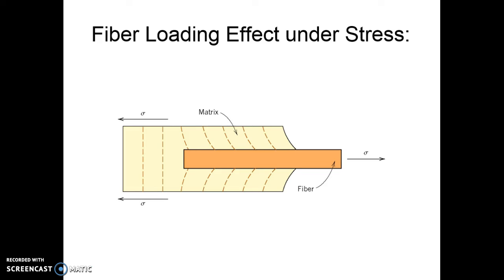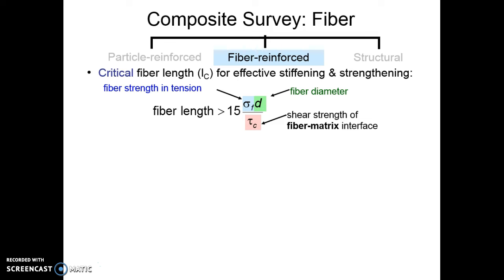This is the kind of load distribution that you find in a typical composite material. When stress is applied, the matrix takes the load and transfers it to the fiber, and the fiber dissipates the stress within the matrix. So fiber length plays an important role. We define a critical fiber length for effective stiffening and strengthening. If the fiber length is greater than 15 times the fiber strength in tension multiplied by the fiber diameter divided by the shear strength of the fiber-matrix interface, we call that length the critical fiber length.